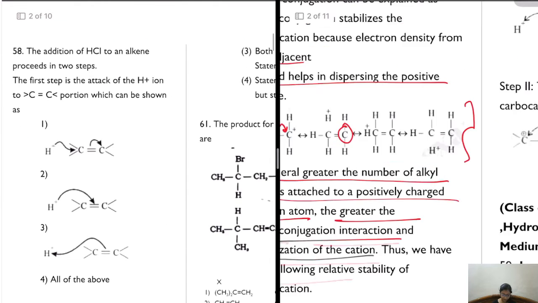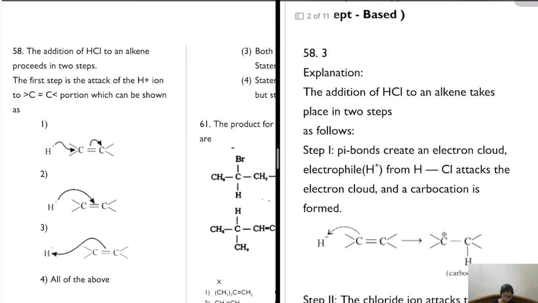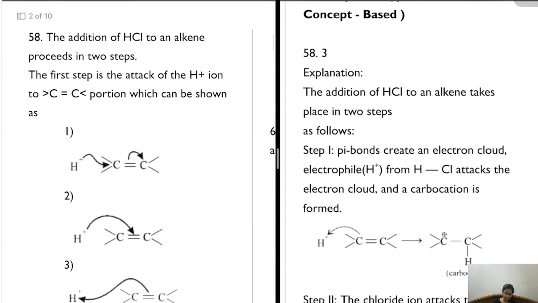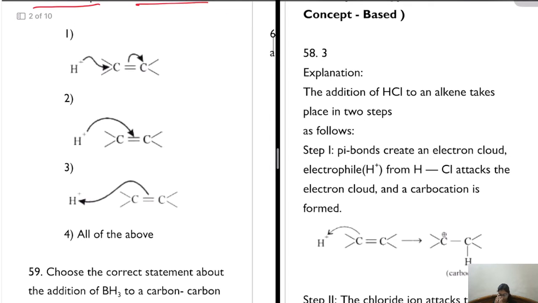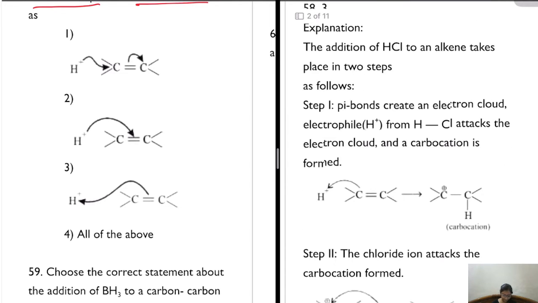Now let's see the next question. The addition of HCl to alkene proceeds in 2 steps. Yes, we already know that. The first step is the attack of H plus ion on the C double bond C portion, which can be shown as follows. Okay, so we have to see which arrow notation is correct. Let's see which is correct.